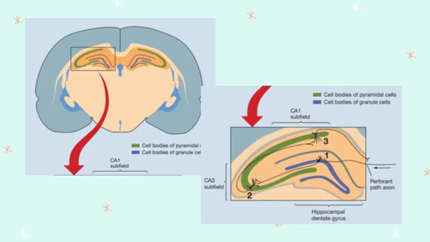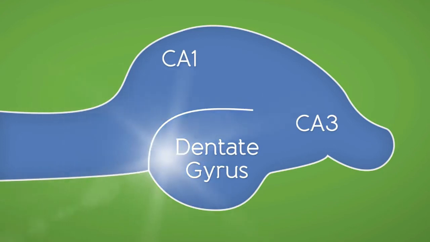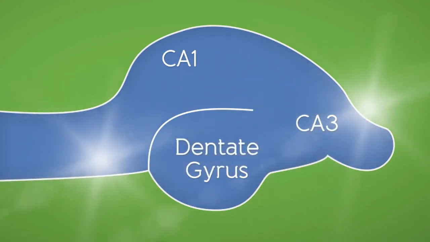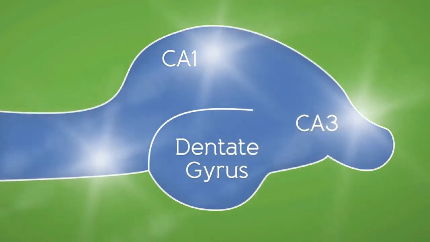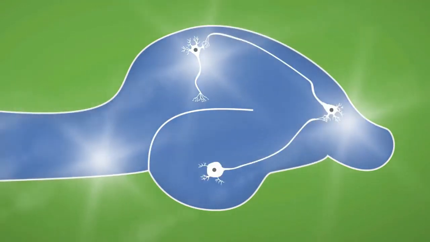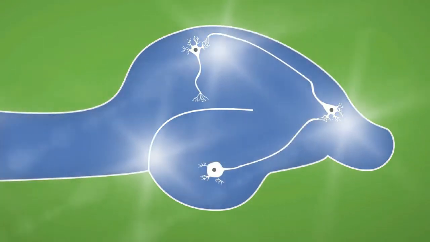This figure shows a slice of rat hippocampal tissue that illustrates the three synapses at which LTP is most commonly studied. Number 1 is the dentate granule cell synapse. Number 2 is the CA3 pyramidal cell synapse. And number 3, the CA1 pyramidal cell synapse.